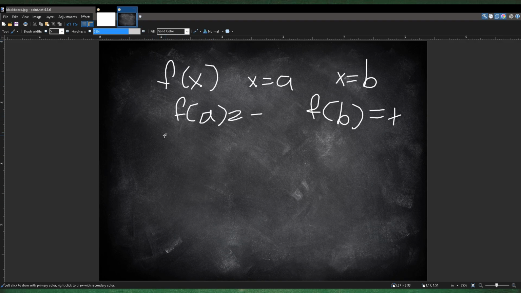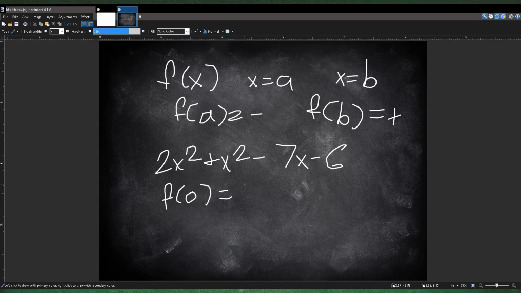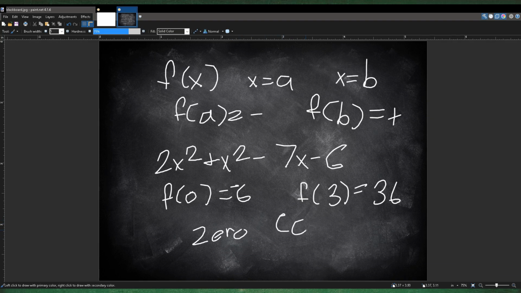So let's use our example again, which is 2x cubed plus x squared minus 7x minus 6. Let's say they give you f of 0, which is equal to negative 6, and they give you f of 3, which is equal to 36. Since this is negative and this is positive, that means there is a 0 between 0 and 3.